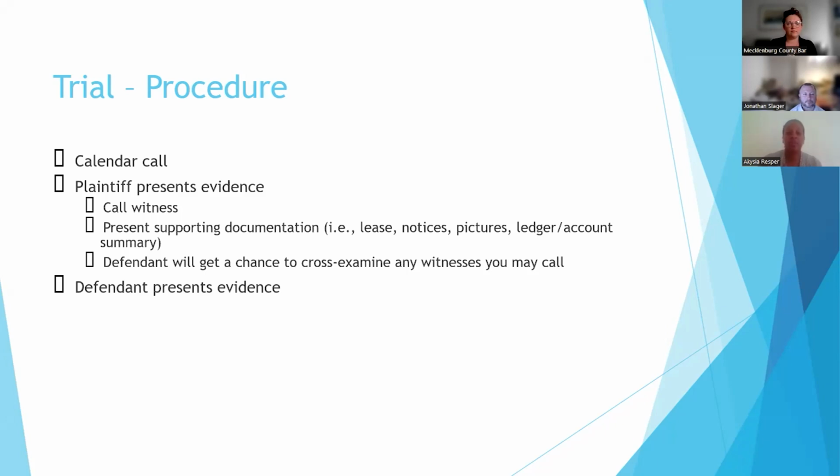So generally how it goes is the plaintiff, which is the person who filed the complaint, which would be the landlord in this case, they would present their evidence. So that may consist of calling witnesses or you yourself testifying, presenting supporting documentations. So you would want a copy of the lease or whatever document you're claiming they're in breach of. Any notices you issued, if there's anything involving damages or some other claim, you would want pictures and a ledger and account summary showing what's been paid, what's been charged.